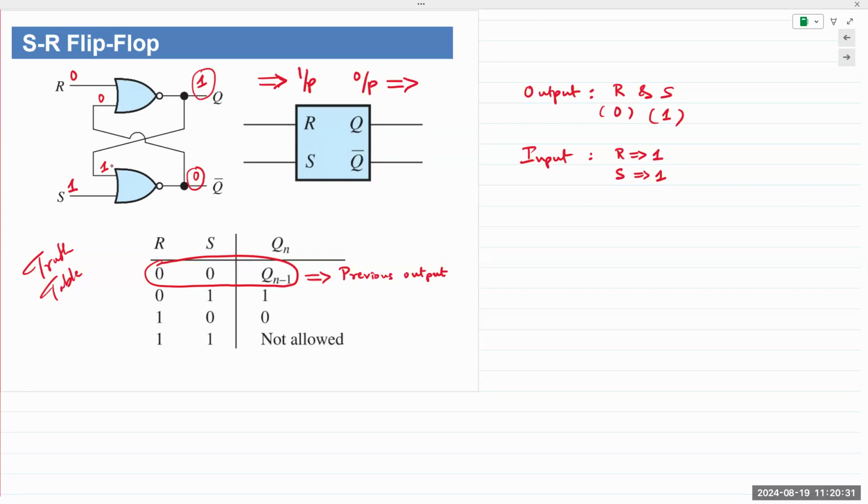Does it make sense logically? NOR gate, once again, the output is high only when both inputs are 0. And that happens, in this flip-flop, when R is 0 and S is 1. Any questions?